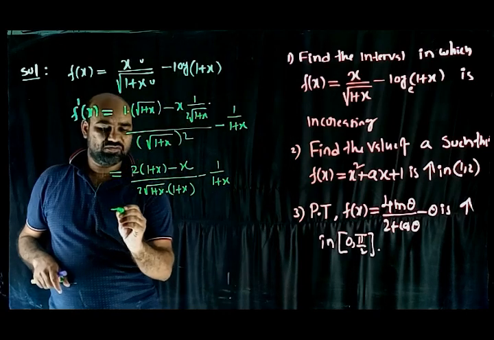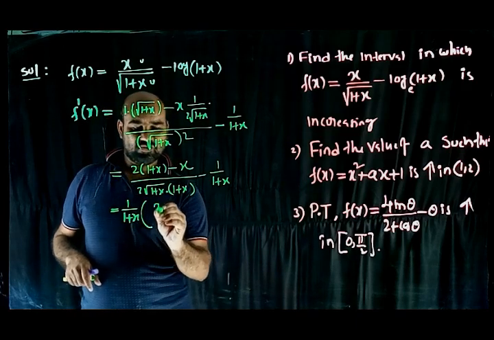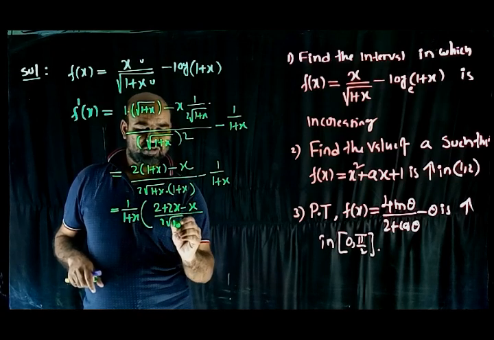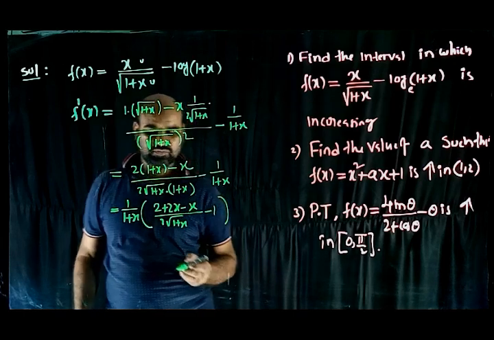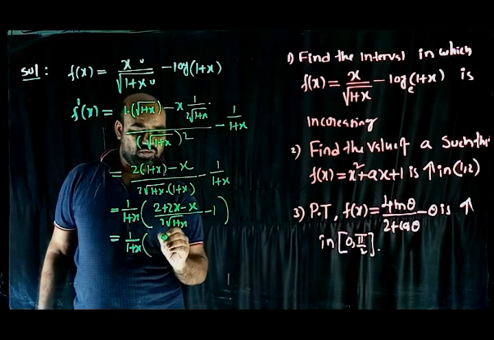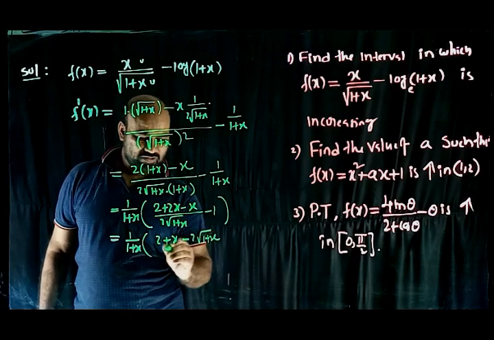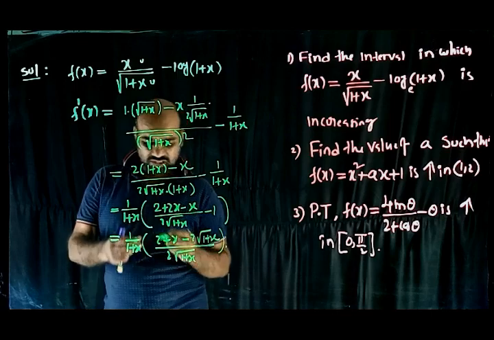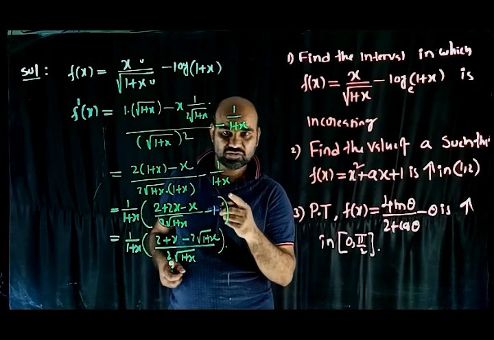See here, I want to take 1 by 1 plus x common. So what happened here? 2 plus 2x minus x by 2 root over 1 plus x, minus 1. So this is the same as 1 by 1 plus x. Okay, here 2 plus x minus 2 root 1 plus x by 2 into root over 1 plus x. Now we need to simplify this. Interesting steps we will get. Observe here. Understood now? Okay.